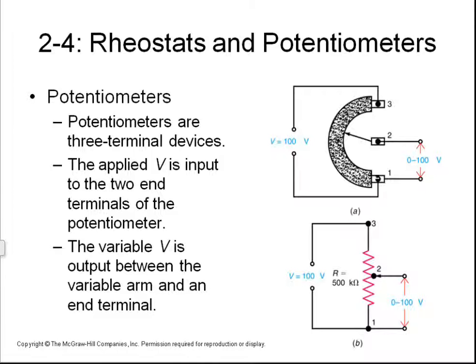Whereas potentiometer, we're starting with 100 volts there, but depending on where we adjust that center tap to, we can either have 0 volts or 100 volts or anything in between. Measuring with a voltage meter out there. Now, the schematic for it would look kind of like that.